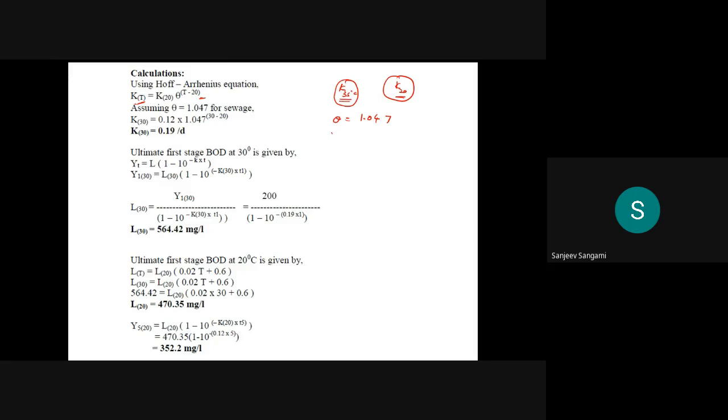1.047, then K at 30 degrees centigrade is equal to K at 20, which they have already given, that is 0.12 per day, it will always be per day, into theta, that is 1.047, to the power T minus 20. So K at 30 degrees centigrade is 0.12 into 1.047 to the power 30 minus 20. Then the K value becomes K at 30 is equal to 0.19 per day.